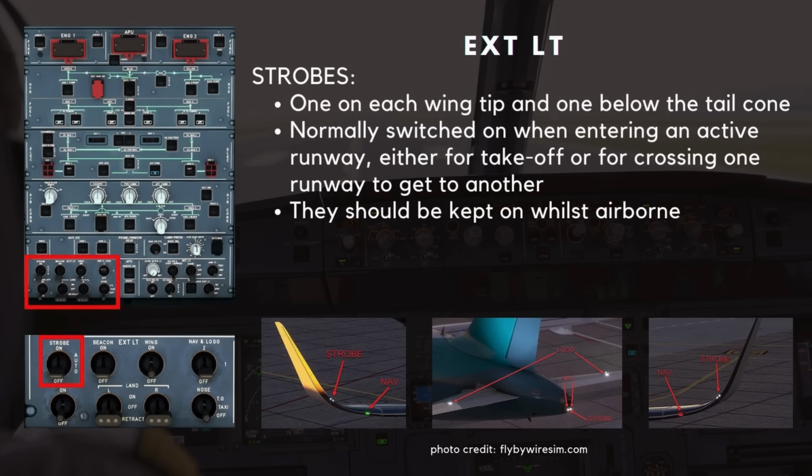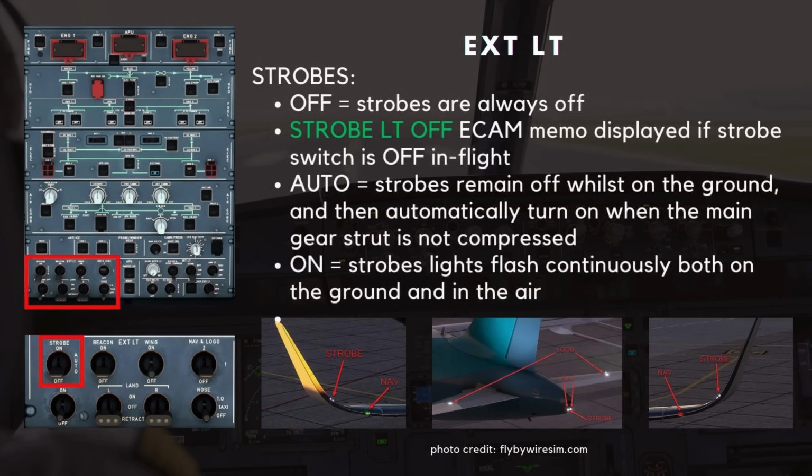The strobe switch is used to turn on and off the high-powered white flashing strobes. There is one on each wingtip and one below the tail cone. The strobes are normally switched on when entering an active runway, either for takeoff or for crossing one runway to get to another. They should be kept on whilst airborne. In the off position, the strobes are always off. A strobe light off ECAM memo is displayed in green if the strobe switch is left off in flight.